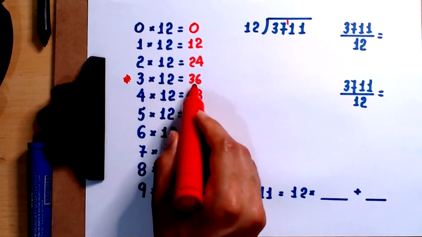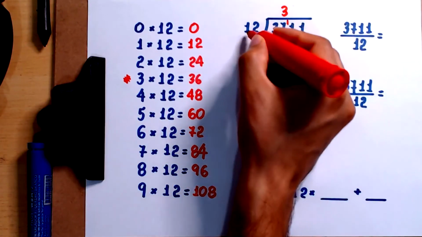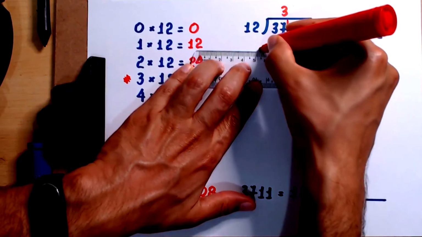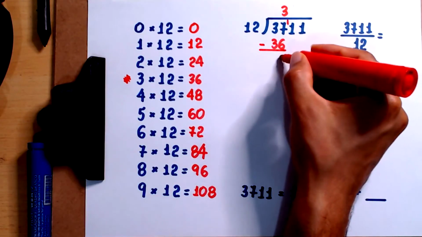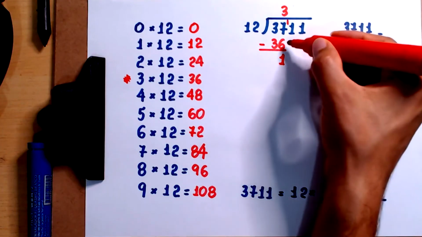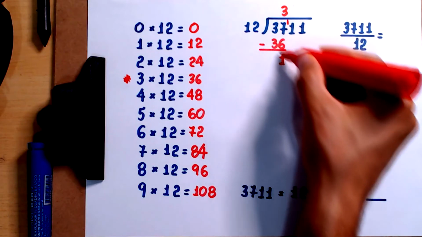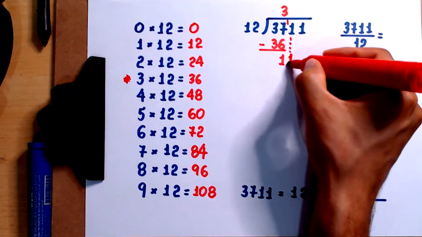3 times 12 equals 36. So I write 3 here. Since 3 times 12 equals 36, that's what I write here. And then we subtract. What is 37 minus 36? It is 1. Notice that 36 plus 1 equals 37. After a subtraction, we bring down the next digit. By doing so, we find here 11.